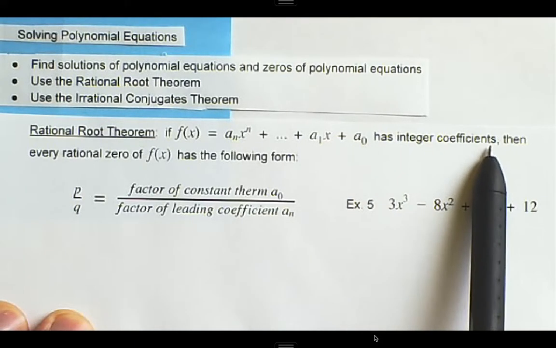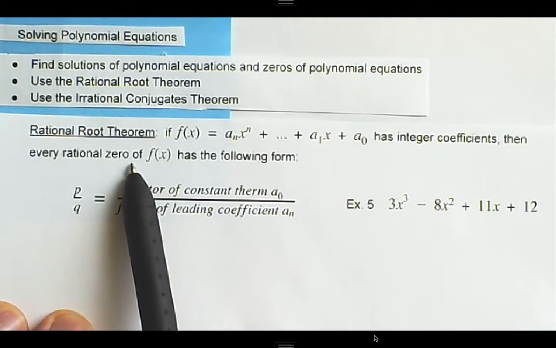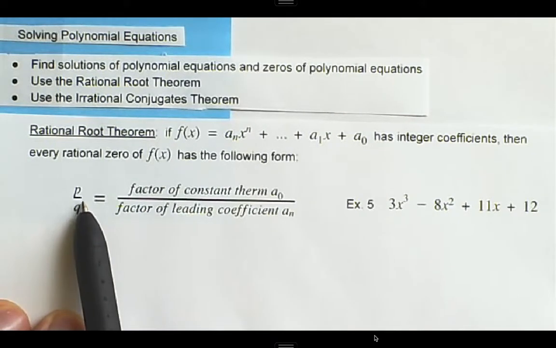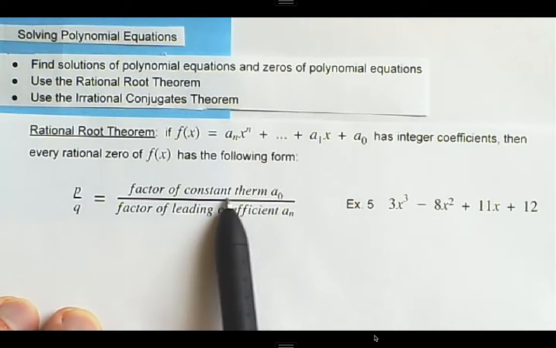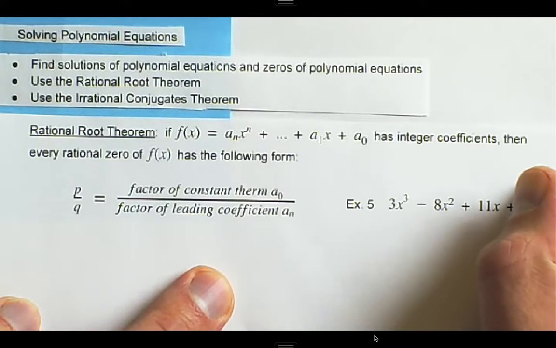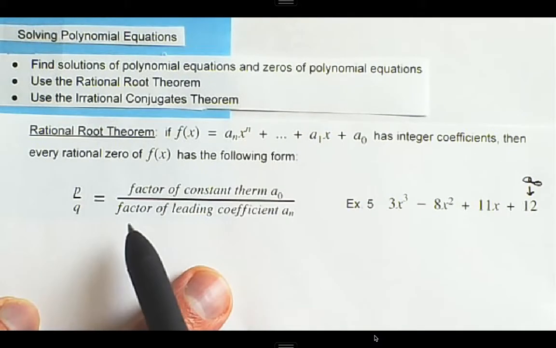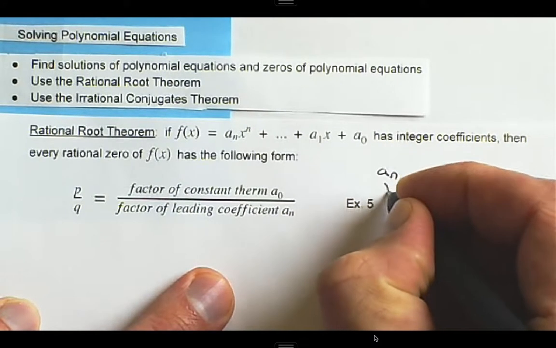If the polynomial has integer coefficients, then every rational zero of the polynomial has the following form: p divided by q, where p is a factor of the constant term. The constant term in this case is a sub 0, which for this example is going to be 12. And q is a factor of the leading coefficient, a sub n.